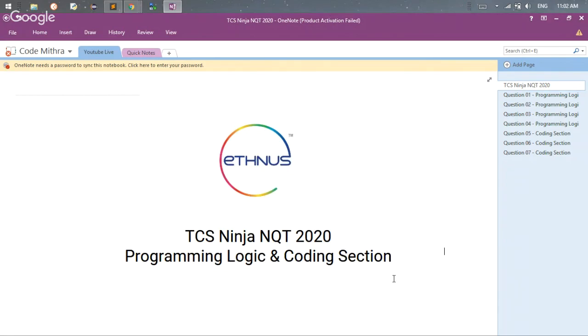So I've got about 4 programming logic questions. Those are basically MCQs, multiple choice questions. The multiple choice questions will be from either C or Java. These are the two languages that TCS Ninja will be targeting, either C or Java. Predominantly, it's going to be from C.